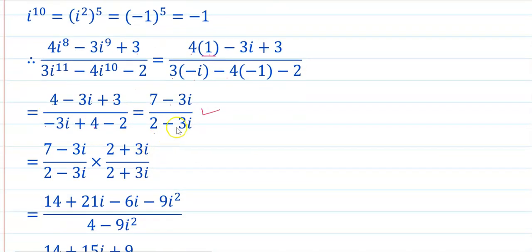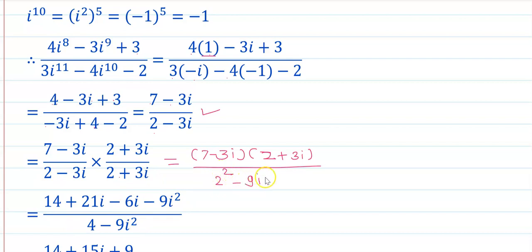Now this simplification is done. We got the numerator and denominator. Now multiply with the conjugate of the denominator. What is the conjugate? 2 plus 3i. Multiply the numerator and the denominator. Next, multiplication of these two brackets. 7 minus 3i into 2 plus 3i upon, what about the denominator? A minus b, a plus b means 2 square minus 9i square. Therefore here is 2 square minus 9i square. That is, minus 3i square into 3i means 9i square.